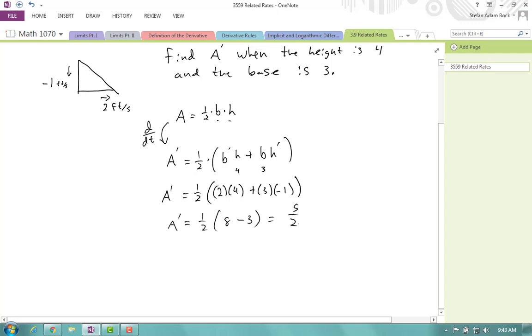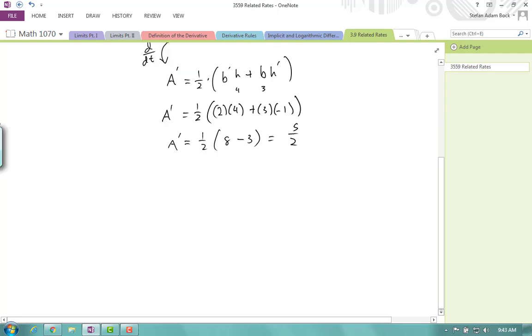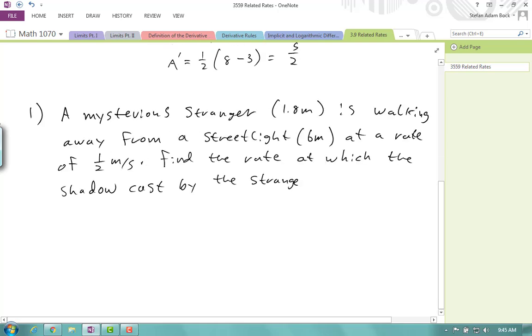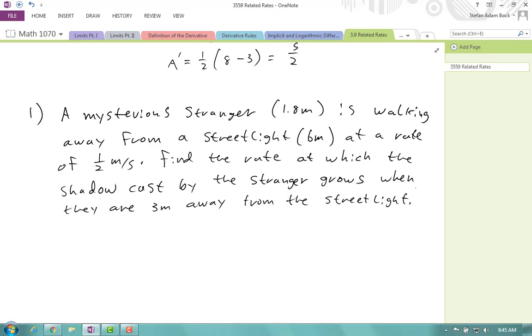And these problems can be incredibly diverse. So I'm going to do some more examples. We'll have one. So here we have a mysterious stranger, 1.8 meters in height, walking away from a street light, 6 meters in height, at a rate of 1/2 of a meter per second. And I want to find the rate at which the shadow cast by the stranger grows when they are 3 meters away from the street light.